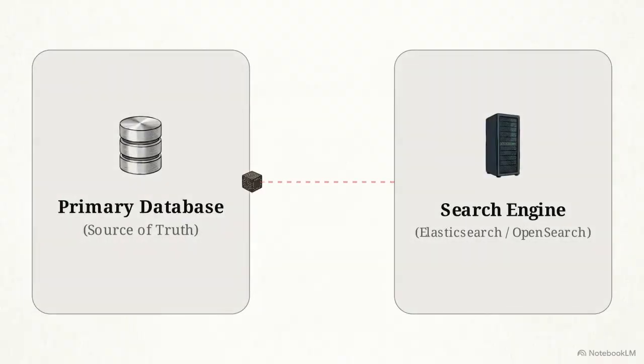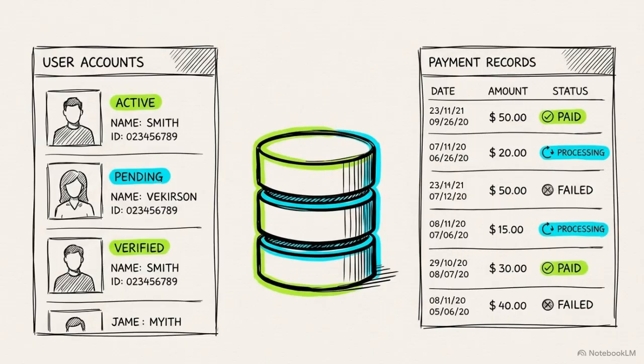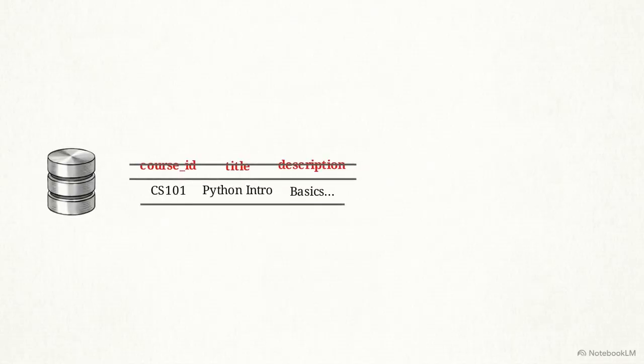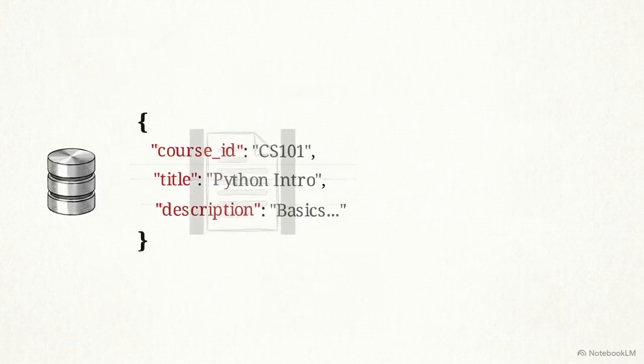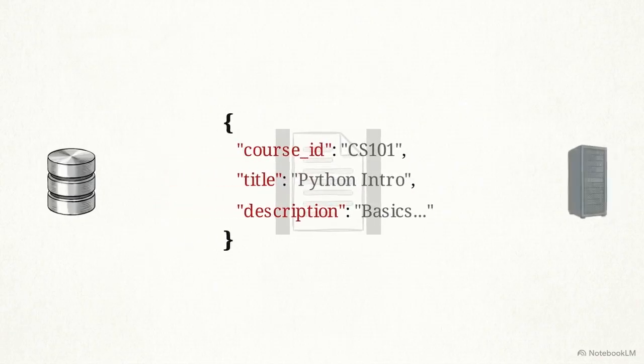Building a modern search system begins with structural decoupling. The searchable data is pushed outward from the primary database into a dedicated search engine like Elasticsearch or OpenSearch. The primary database remains the definitive source of truth for all transactional records, payments, and system state. Instead of relational tables, search engines store data as flattened JSON documents optimized for rapid retrieval.